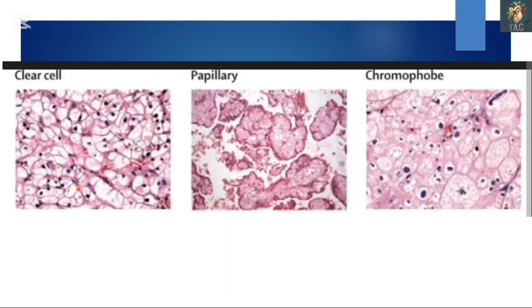Another slide for comparative view of clear cell, papillary cell, and chromophobe. These are 3 common variants of renal cell carcinoma. You can appreciate clear cells, papillary pattern, and the cells with clear perinuclear halo, the area of clearing around nuclei.